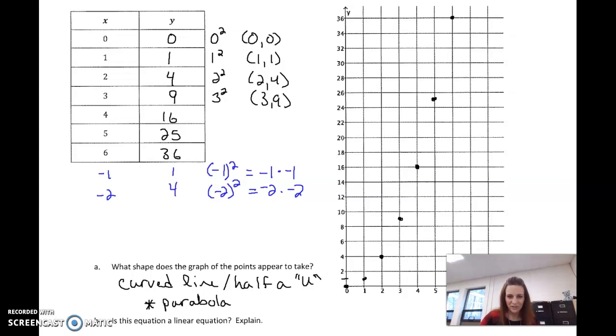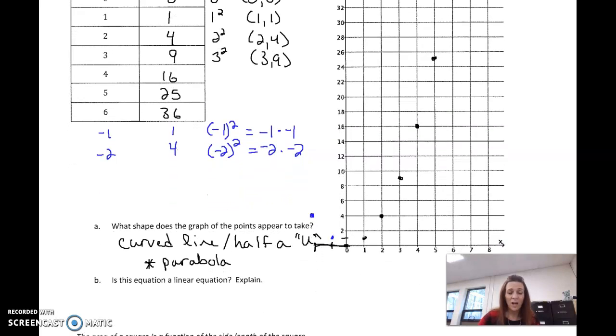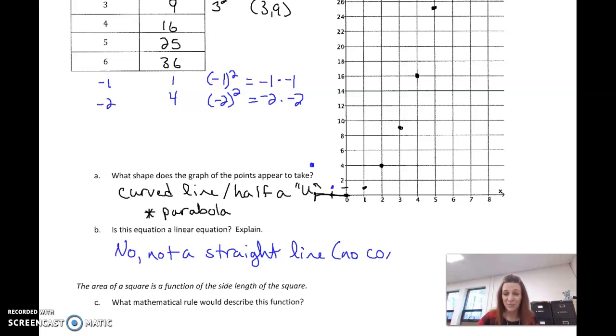All right, and I should have planned this better. But if I were to extend this out here so I could put those in, here's negative 1, negative 2. You see our points here. At negative 1, we go to 1. At negative 2, we go to 4. Okay, so can you kind of see this U shape? It's coming back up. That's why it's really a parabola. It is a U shape. All right, guys, just to finish this up, is this equation a linear equation? Explain. No. We can say it's not a straight line. Or we could say maybe there's no constant. We're not multiplying by the same thing every time.